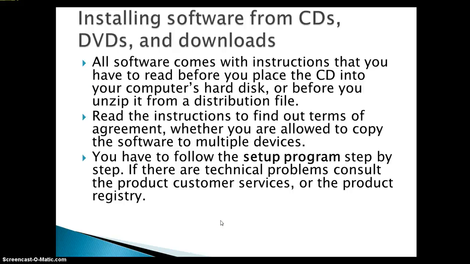So how do we install software from CDs and DVDs or downloads? What we need to know is that all software will come with instructions. The instructions you have to read yourself on how to install it. As you are reading the instructions, you also have to read the terms of agreement, whether you're allowed to copy the software or use that software on multiple devices. You also have to follow the setup program step by step. It will walk you through how to install the software.